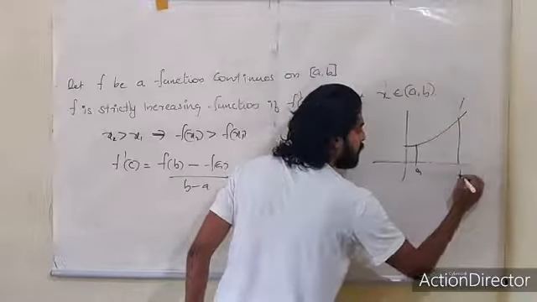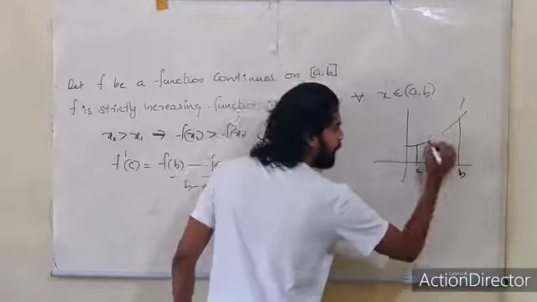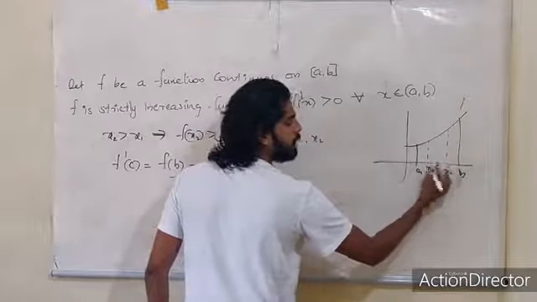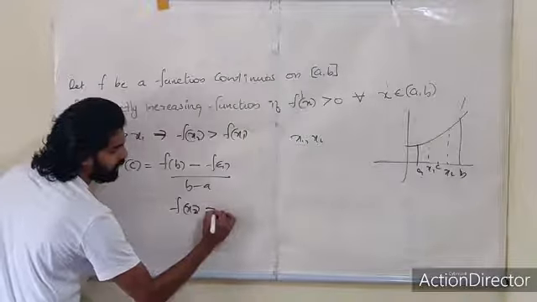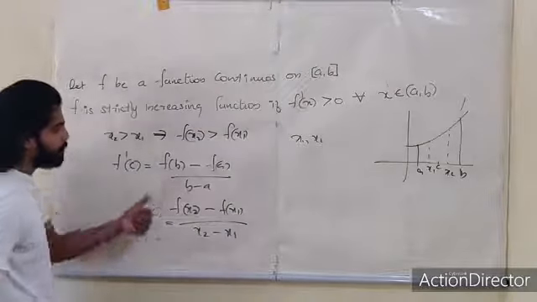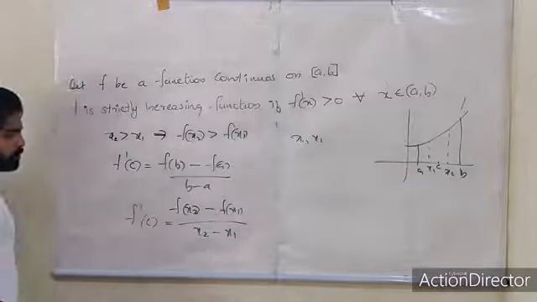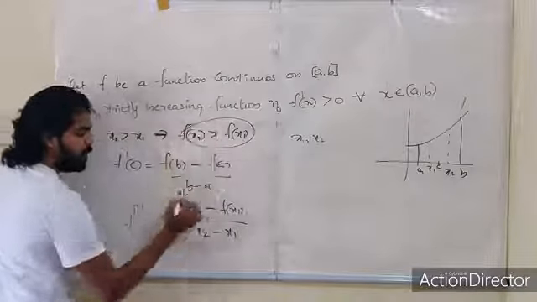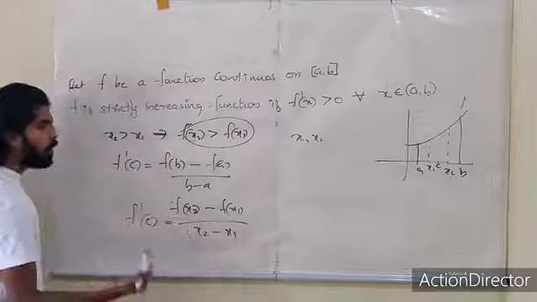So this is the mean value theorem, right? This is a, this is b, then there exists a c between a and b such that f dash of c is equal to f of b minus f of a by b minus a. Suppose x1 and x2 are any two values between a and b, and c is also between x1 and x2. So we can replace b and a with x2 and x1: f of x2 minus f of x1 by x2 minus x1 will be equal to f dash of c. If it works for a and b, it should also work for x1 and x2 if c is between x1 and x2, right? Since f of x2 is greater than f of x1, f of x2 minus f of x1 will be a positive value. Likewise, if x2 is greater than x1, x2 minus x1 is also a positive value, right?